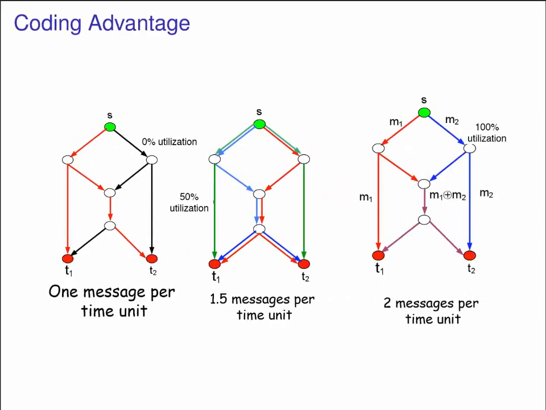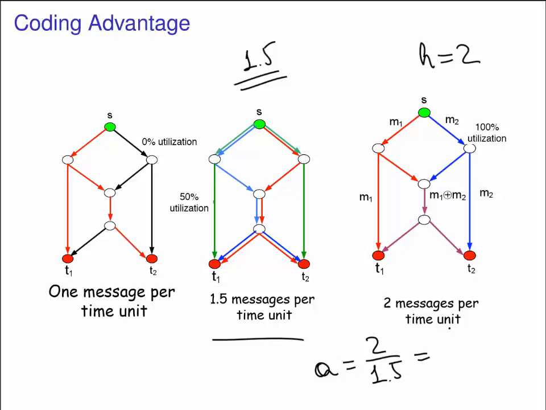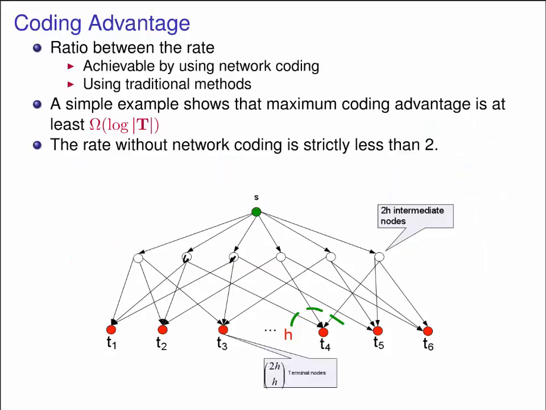As you remember, in the first part of this class we discussed the simple butterfly network. In this butterfly network, the maximum achievable rate using network coding is equal to 2. So we can deliver 2 packets per time unit to each terminal, T1 and T2. Without network coding, the maximum achievable rate will be only 1.5 messages per time unit. Therefore, the advantage of using network coding will be 2 over 1.5, or 4 over 3.